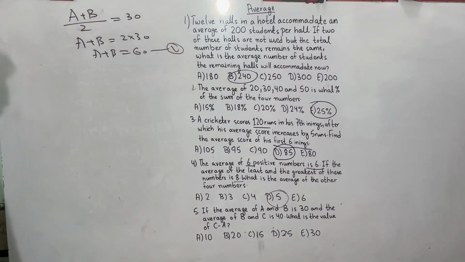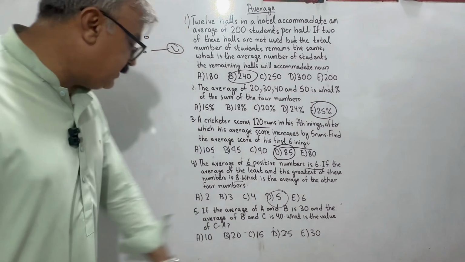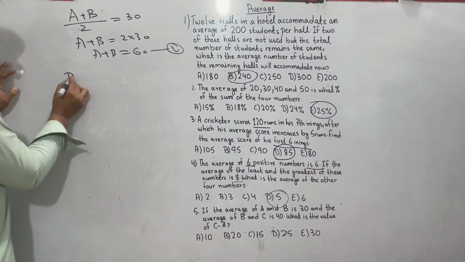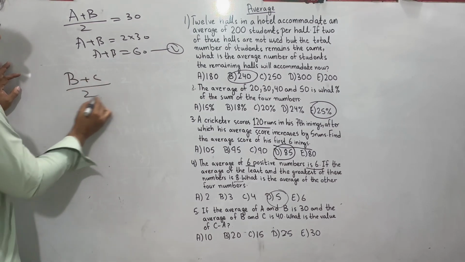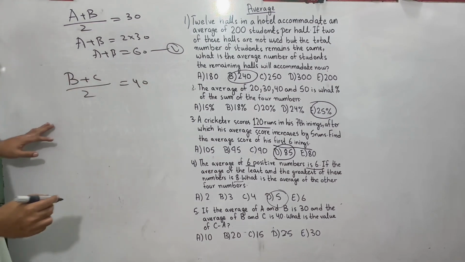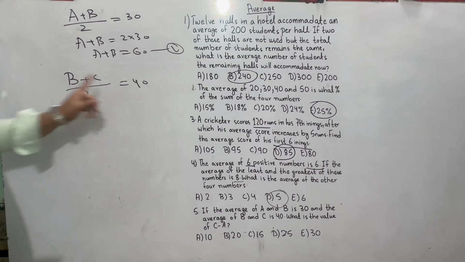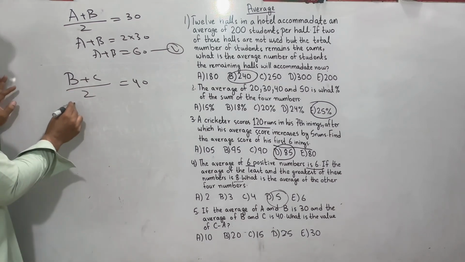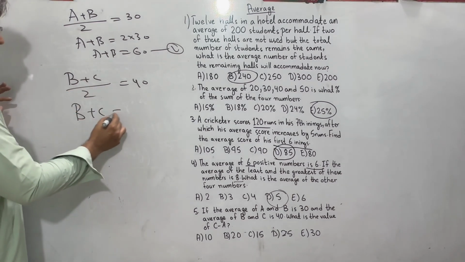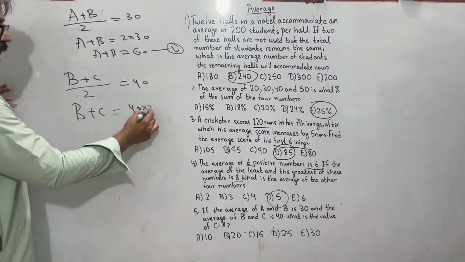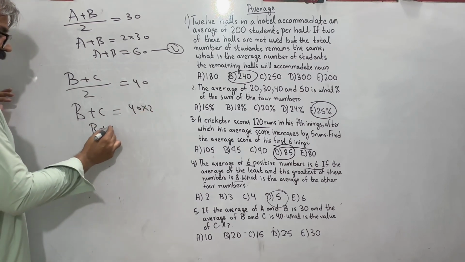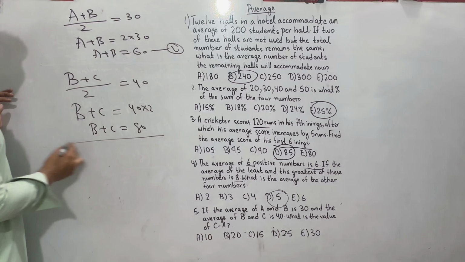Equation number 1. And next, the average of B and C is 40. B plus C divided by 2 is equal to 40. Then the sum of B and C is 40 times 2. It is B plus C is equal to 80.